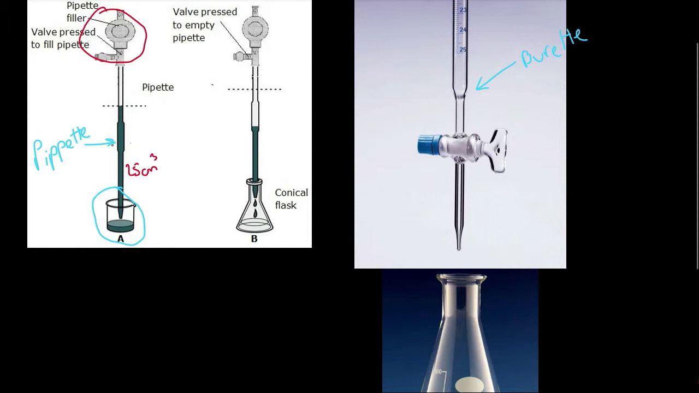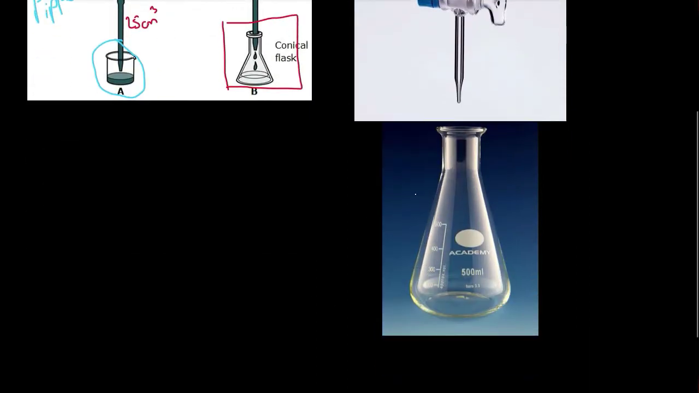So usually pipettes are fixed, but there are some graduated pipettes as well. This pipette is always going to draw 25 cm cube. It has a graduation here, and when you fill it up to this, you have 25 cm cube of solution. So with that unknown solution, you take it using a pipette, and then you transfer it onto a conical flask. This one is the conical flask.